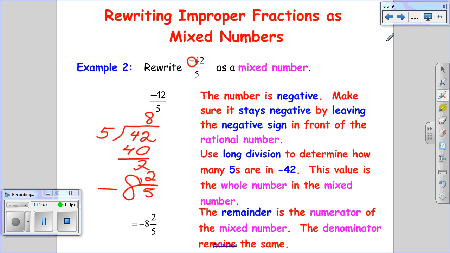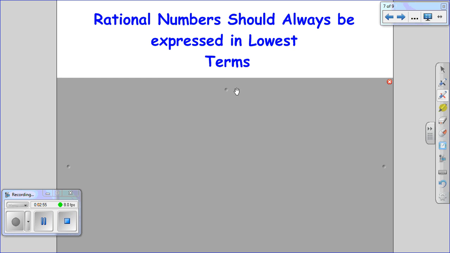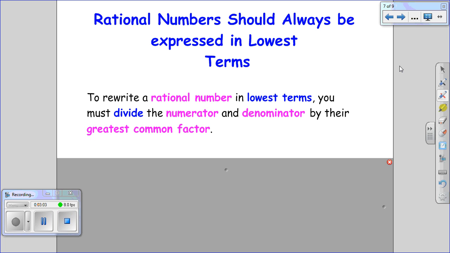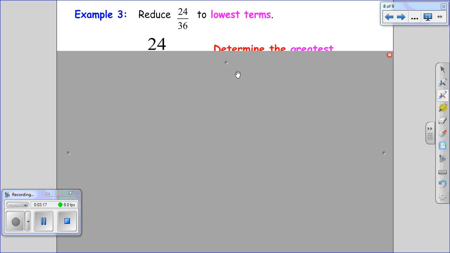The last thing we want to talk about for now is the fact that all fractions always have to be written in lowest terms. There is no exception to that. So in order to rewrite a fraction in lowest terms, we need to look for what's called the greatest common factor. And that's the largest number that both the numerator and the denominator can be divided by. For example, if we look at 24 over 36, the largest number we can divide both those numbers by is 12. So that's what we're going to start out with.